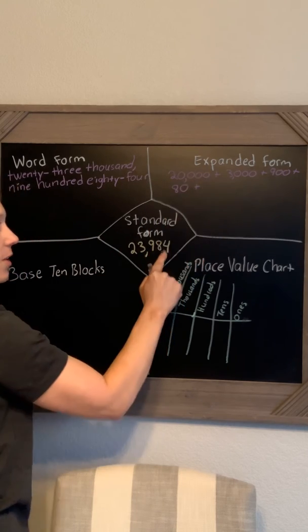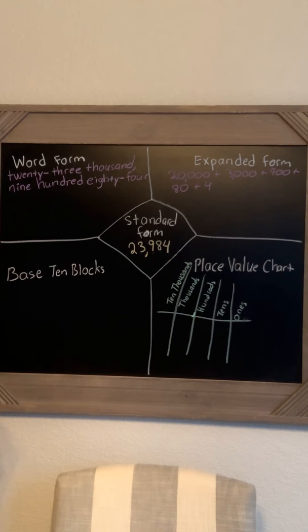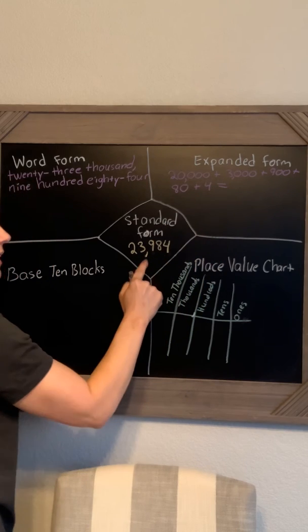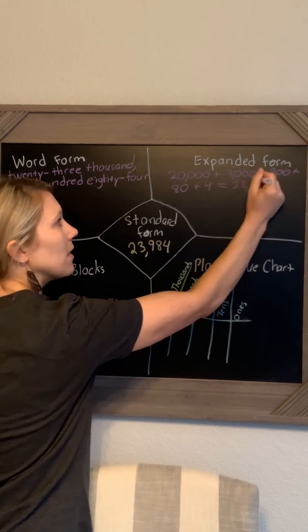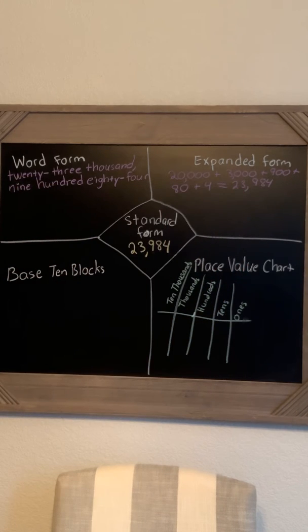Plus the last digit, 4. There's no digits after it. It's just 4 ones. So 20,000 plus 3,000 plus 900 plus 80 plus 4 will equal the standard number of 23,984. And that is expanded form. You're expanding each of those digits and you're adding up the value of each digit.